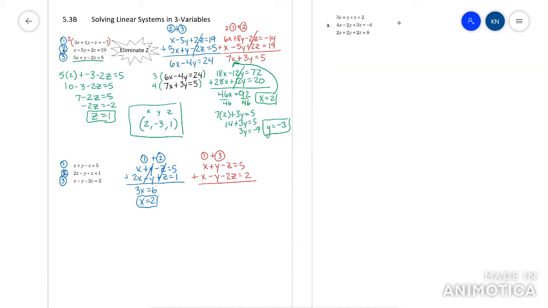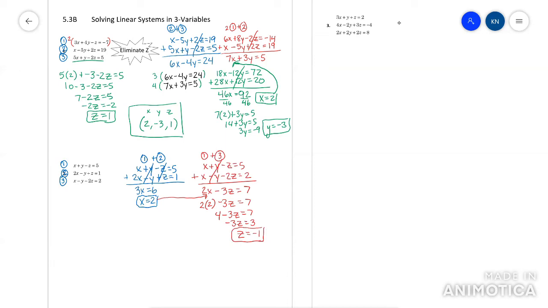Add them together, the y's eliminate, so you end up with 2x minus 3z equals 7. Well, this is where having this x value already is going to come in handy, because it's just going to get plugged in there. And now you know what z is, -1, just from solving that equation.